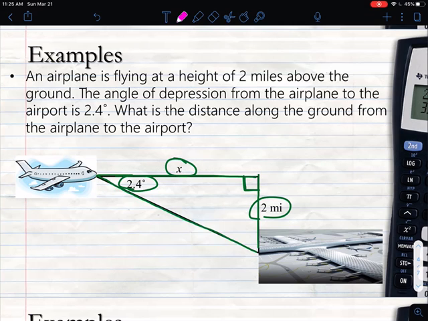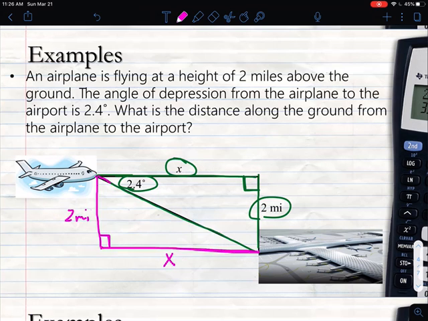So an airplane is flying at a height of 2 miles. So I'm going to draw from the airplane straight down. So from the airplane straight down is 2 miles. We want to find the distance along the ground. So if I'm starting at the airplane and I go along the ground to the airport, I want to find this distance. Now, to me, that right there is easier to see and measure as far as labeling the picture and things like that.